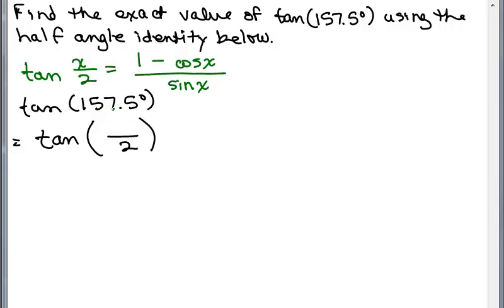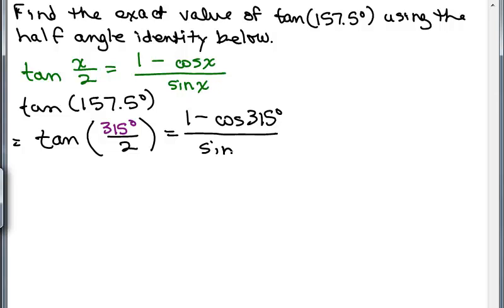So in other words, 157.5 degrees is half of what number? We'll multiply it by 2 to get our answer of 315 degrees. So now we've got a value for x, so we could use this formula. Alright, so we've got a fraction bar, 1 minus the cosine of x, and x in this case is 315 degrees, over the sine of x, so I want the sine of 315 degrees.